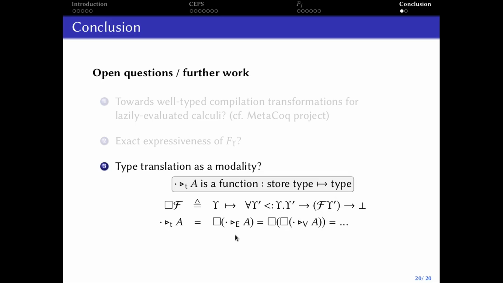And then with this definition we can see that the translation at the level A is the box of the translation at the level E, and this is itself the box of the translation at the level V. Just like in a usual CPS translation, we would have the box being a negation and then having a negation here alone. So we would like to see if, just like the negation, this box may have some interesting logical properties.